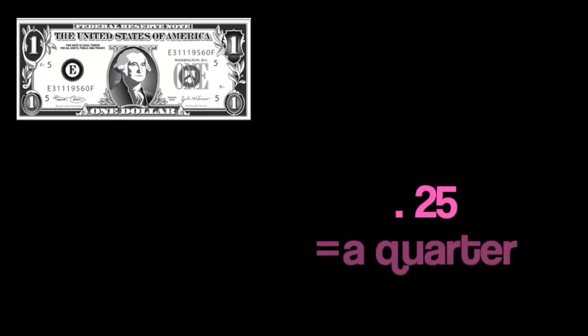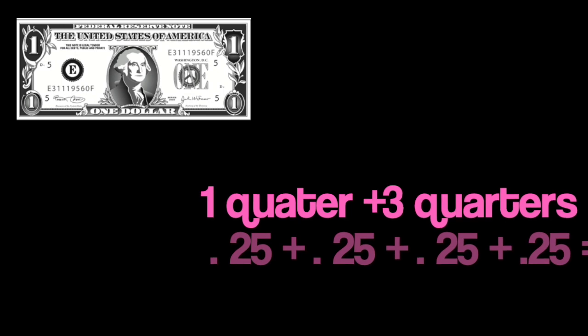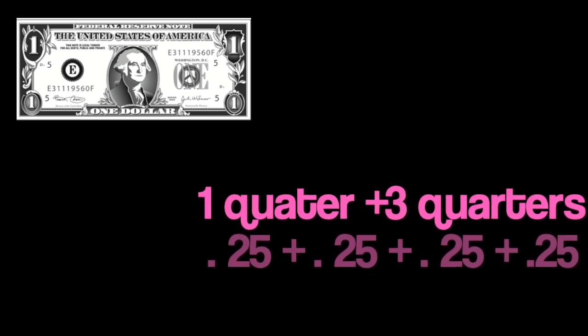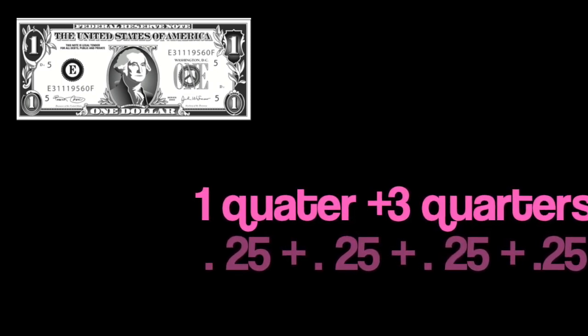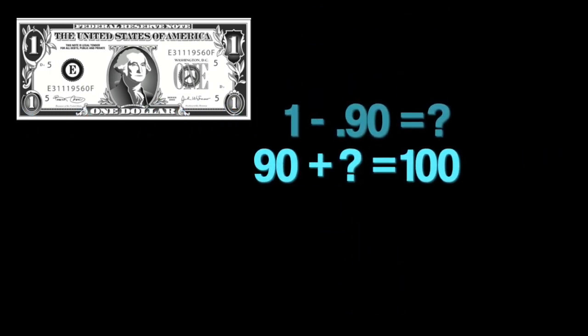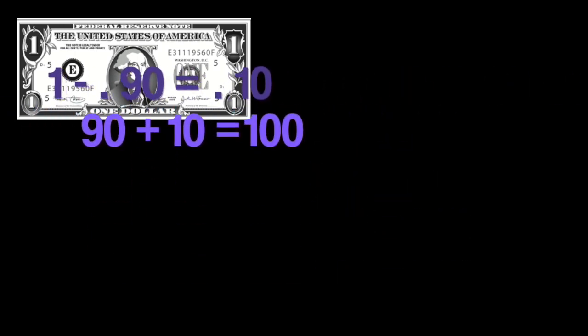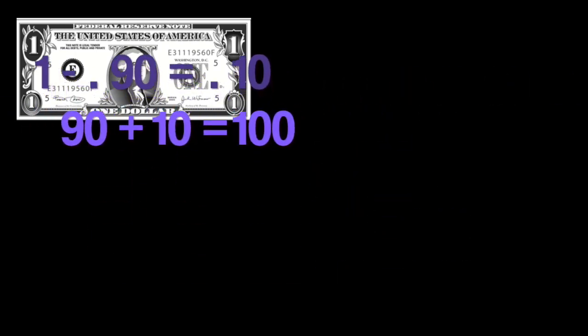Alright, you have a quarter. How many quarters do you need to make $1? It's the same thing. In each dollar there are 4 quarters. So if you have 1 quarter, you'll need 3 more quarters to make $1. Okay, I have 90 cents. How much money do I need to make it $1? Well, I'll need 10 cents, which is a dime, to make it $1.